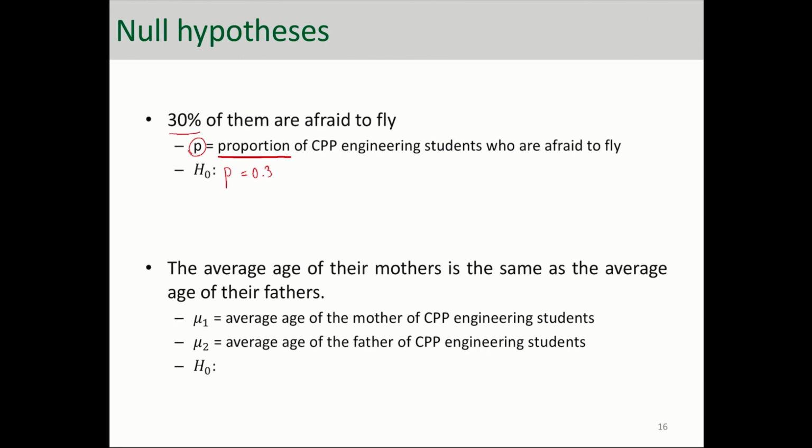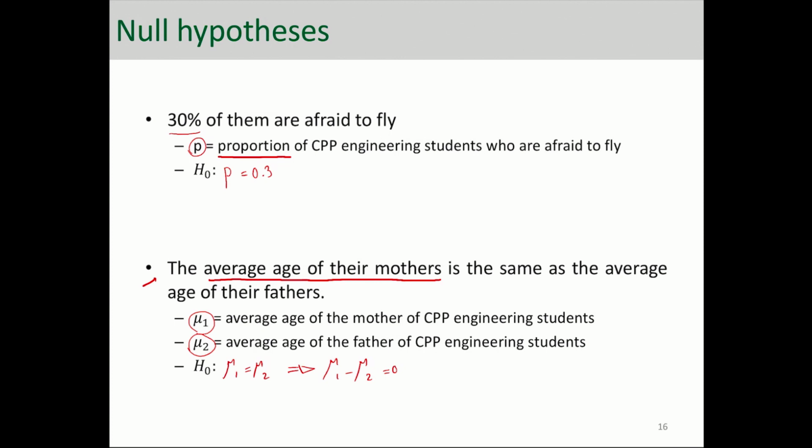And then in the last case, we are referring to two different populations. The average age of mothers is the same as the average age of their fathers. So here we have two different population averages, mu1 and mu2. What we're saying for the null hypothesis is mu1 is equal to mu2, or, as you'll later see, a better way of writing this is mu1 minus mu2 is equal to 0. So this is the first step. You have some hypothesis, you turn it into your null hypothesis.